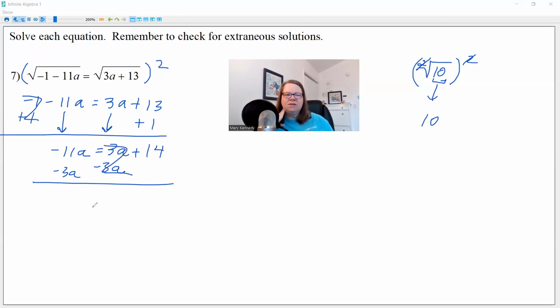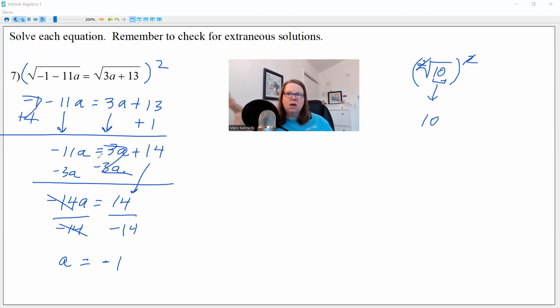So 3 minus 3 is 0. -11 minus 3 is -14a equals +14. And the last step is to divide by -14. So I will say that if you solve this and you get +1 instead of -1, your solving was not as strong as it needed to be, and you need to look at how you did that. So do make a note of that. So we get -1 here.